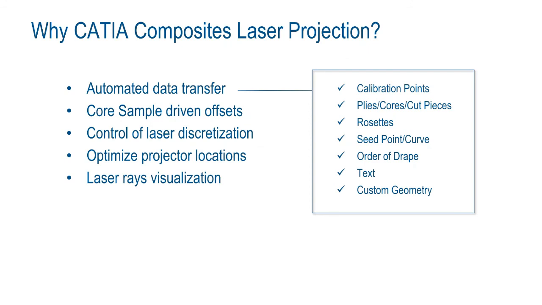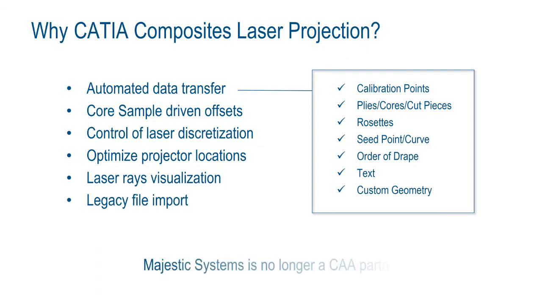And lastly, the ability to import legacy files. Vertec, LPT, assembly guidance, and LEP formats are all supported. Finally, a big reason why CATIA Composites laser projection exists is that Majestic Systems is no longer a Dassault partner. They were recently acquired by Autodesk and are considered a legacy solution as of R25.